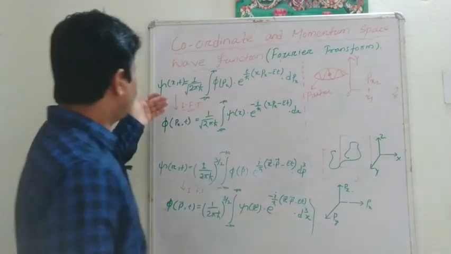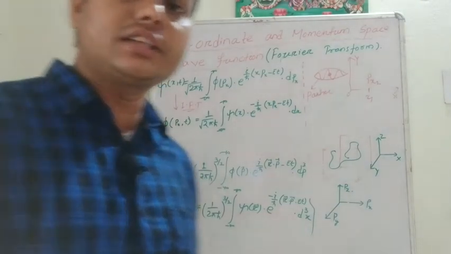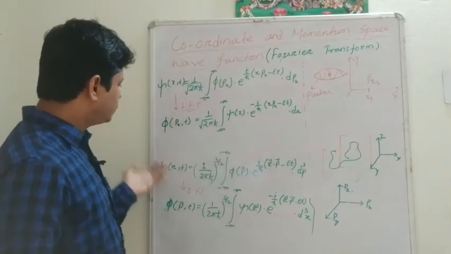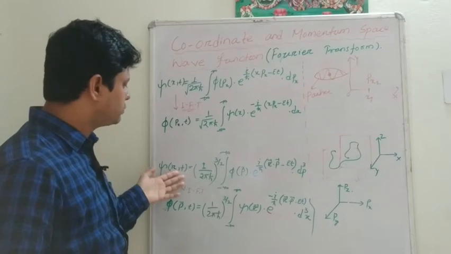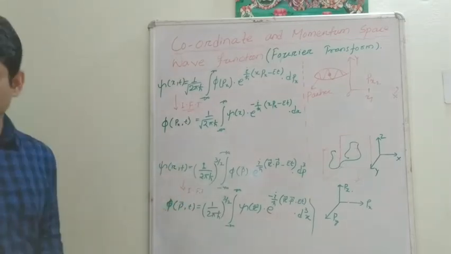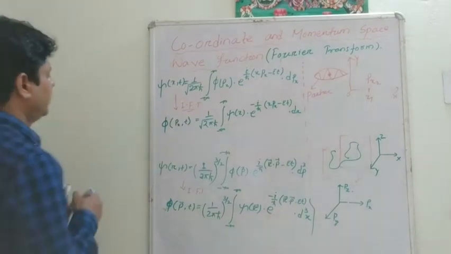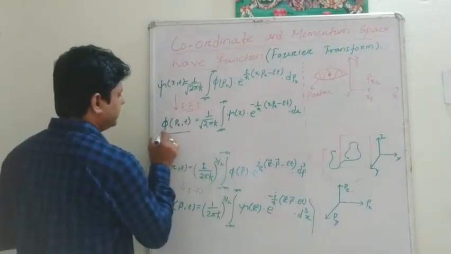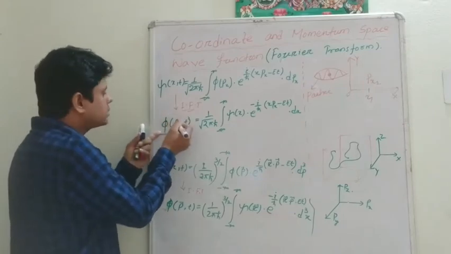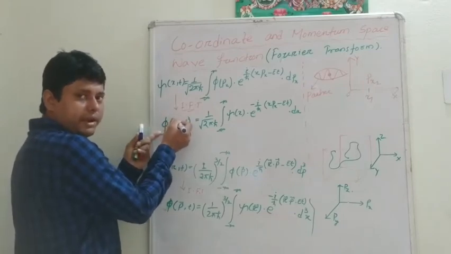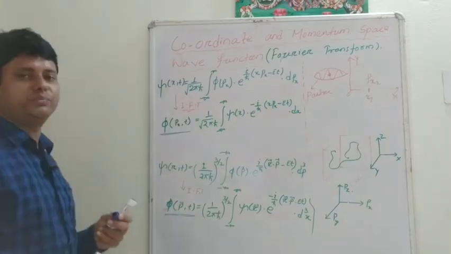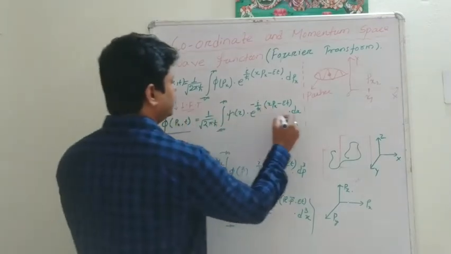So after doing the inverse Fourier transform of this one, we found this one. Here what we found? We found that phi is the function of px, momentum, and time. Here also in 3D, momentum and time. And we got this one.